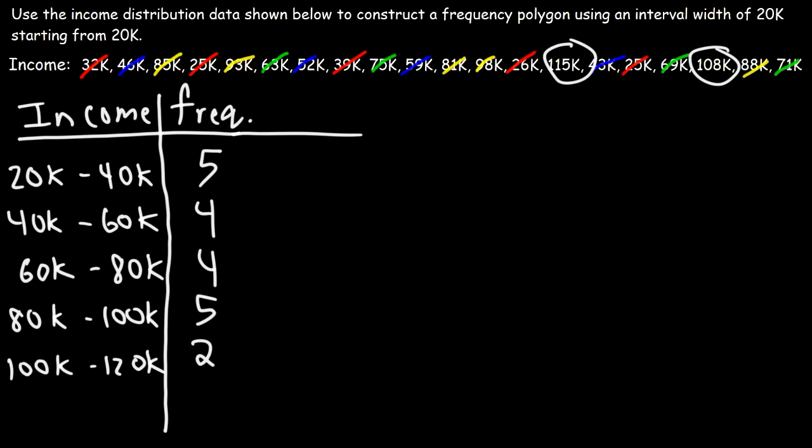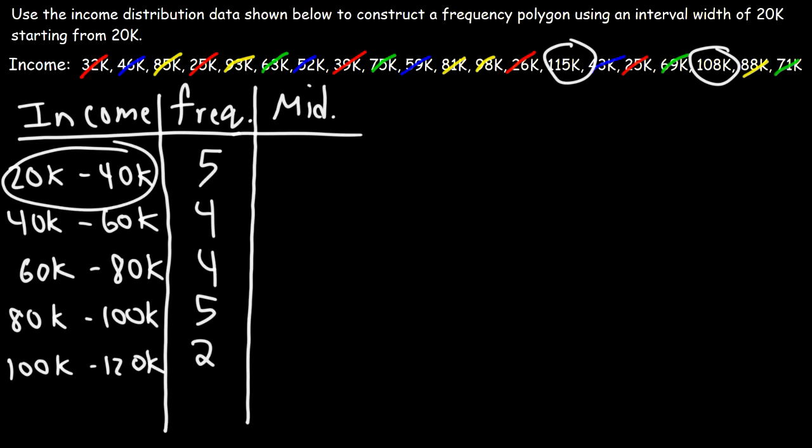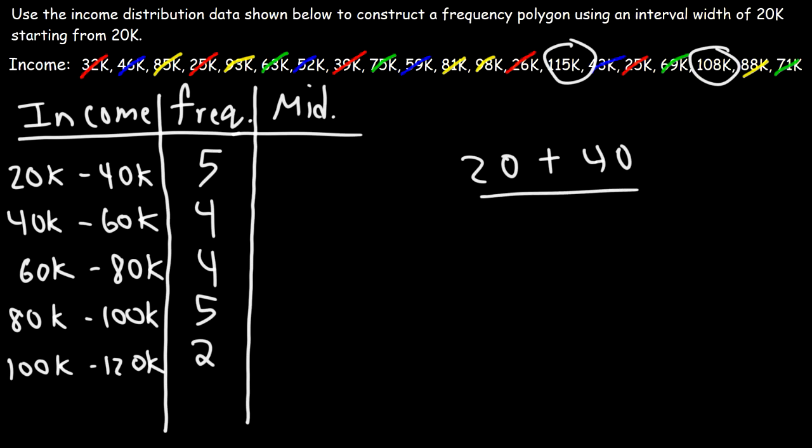So now that we've constructed our frequency distribution table, we need to do something else before we can make a frequency polygon. So we're going to add another column. We need to determine the midpoint of the income ranges. So what is the midpoint between 20 and 40k? To find the midpoint, you need to add the two numbers, the lower bound value and the upper bound value, and then divide by 2. 20 plus 40 is 60, and 60 divided by 2 is 30. So the midpoint is simply the number in between 20 and 40, which is 30.